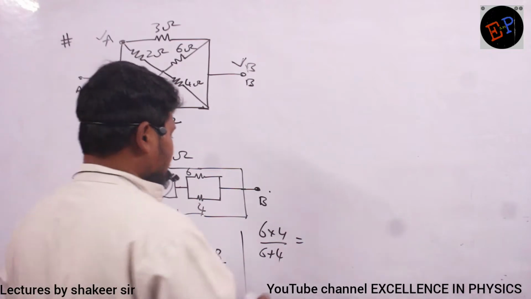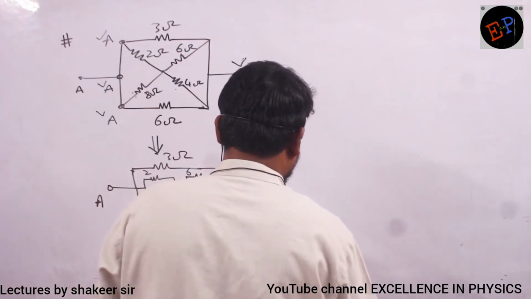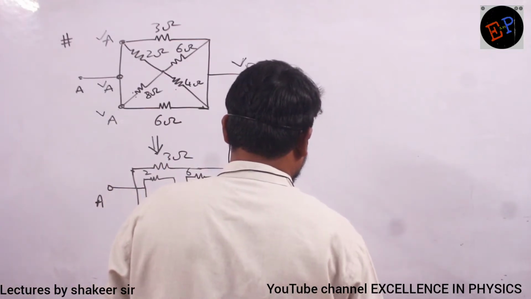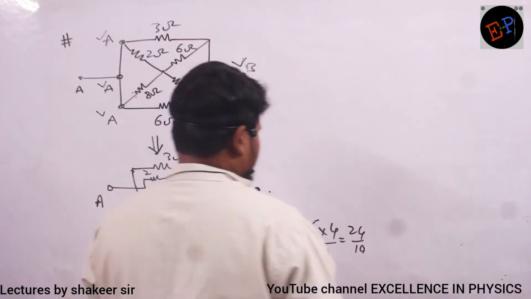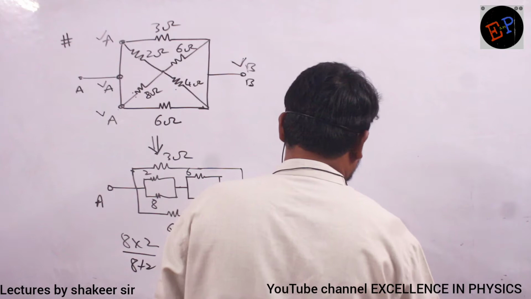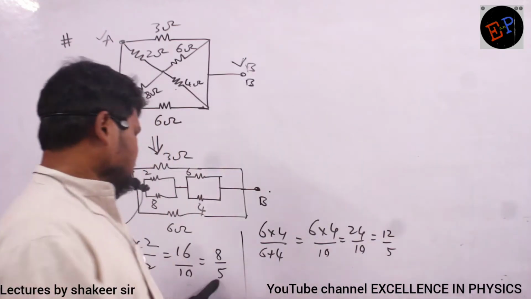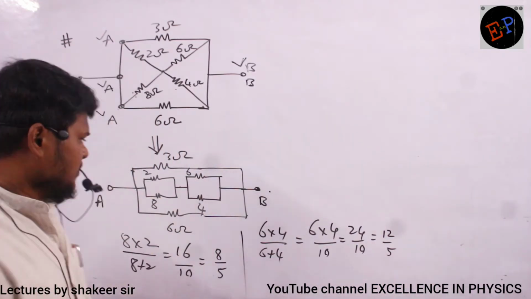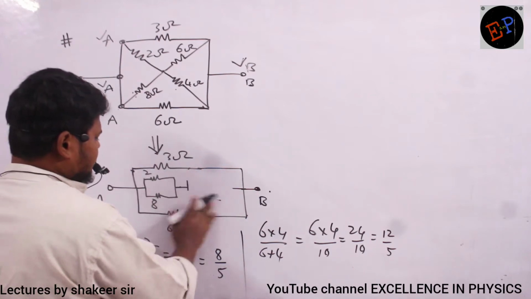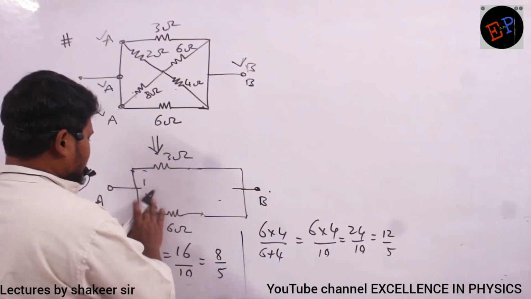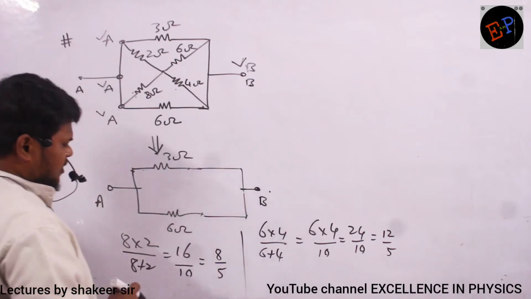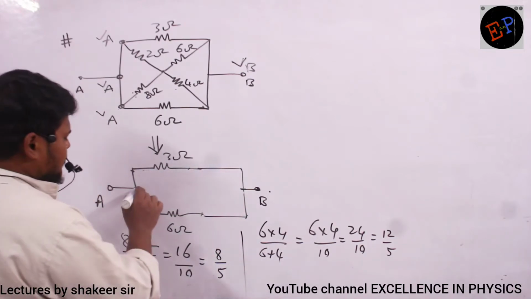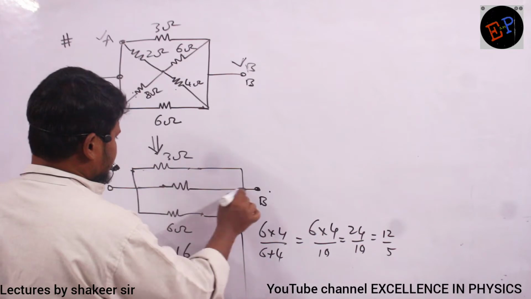Total resistance. So 6 into 4 divided by 10. So it is 24 by 10. Okay? So 24 by 10 means 12 by 5. So this is 8 by 5, this is 12 by 5. If you add both of them, the denominator is common, no? So 8 plus 12 is 20 by 5. 20 by 5 is 4. So this is a 4 ohm resistor.